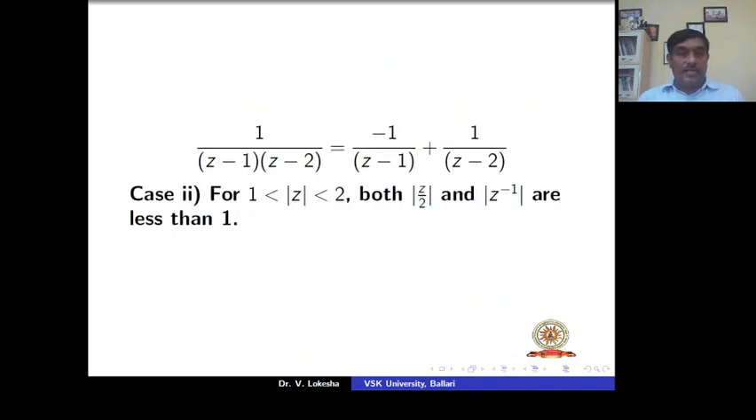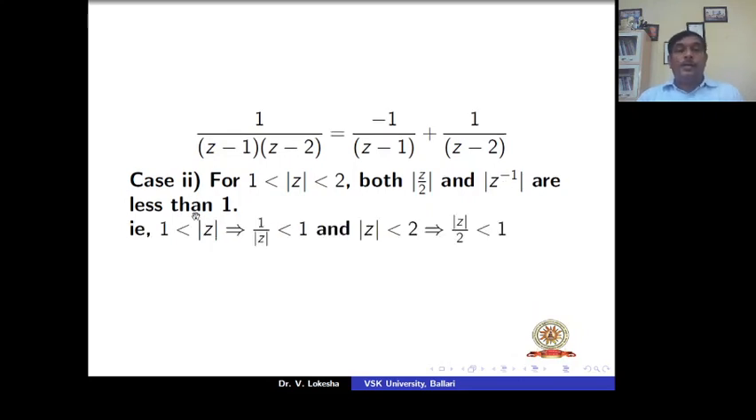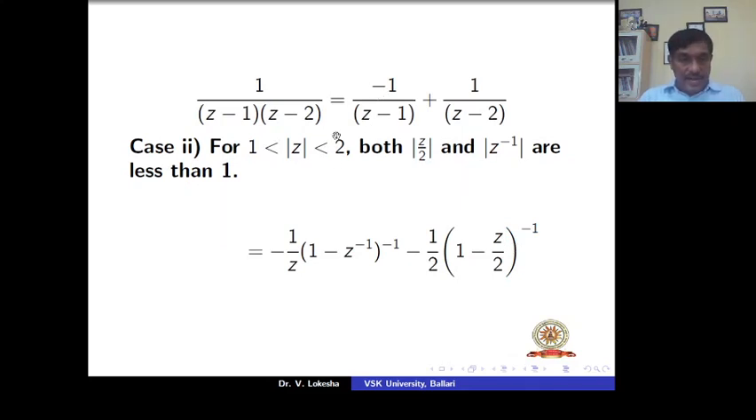Next, we consider case 2, for 1 less than mod z less than 2. I already mentioned this: 1 is less than mod z, so 1 by mod z is less than 1, and mod z by 2 is less than 1. Then we can write directly, taking z as a common factor, minus 1 by z into (1 minus z to the power of minus 1) to the power of minus 1, minus 1 by 2 into (1 minus z by 2) to the power of minus 1.